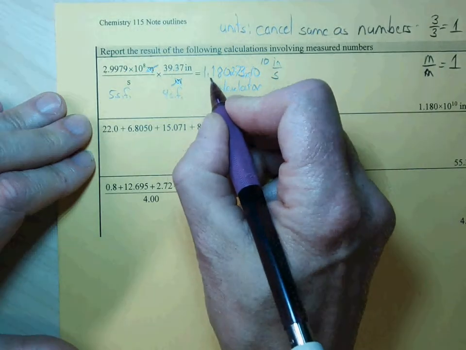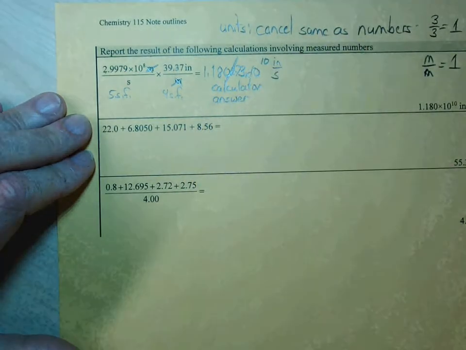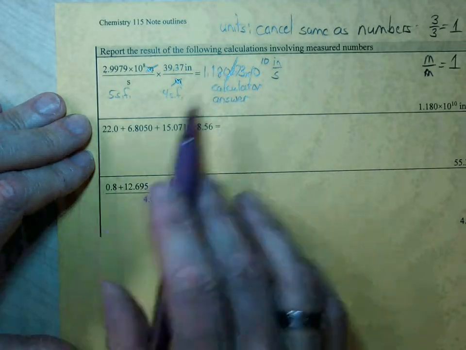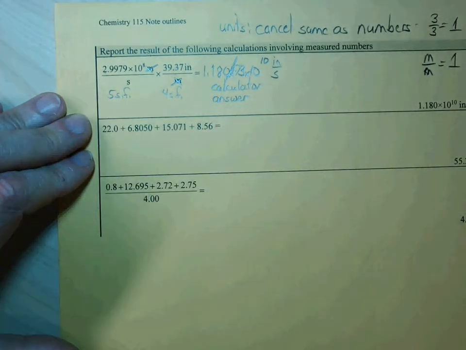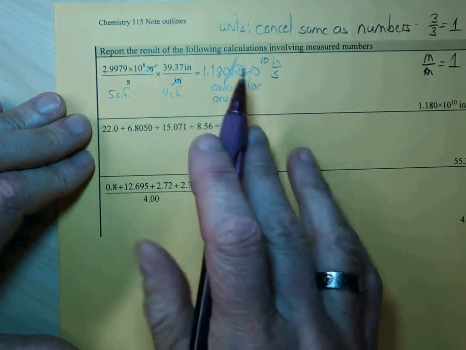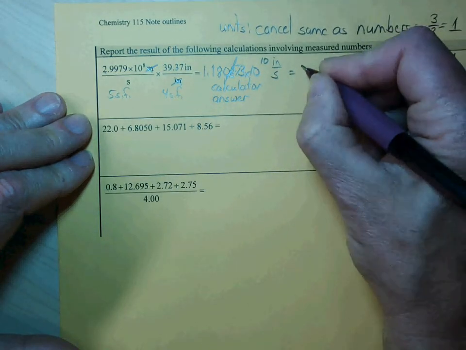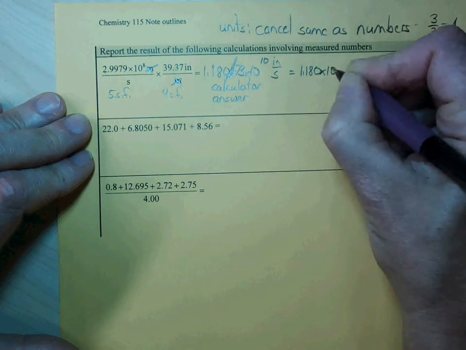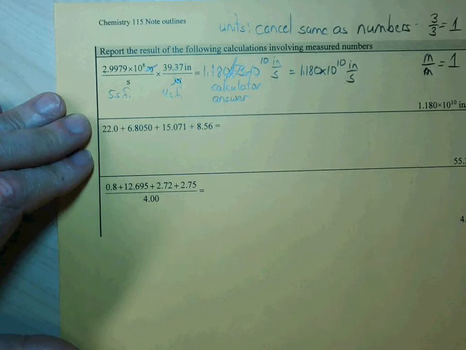So we count 1, 2, 3, 4. I like to draw a slash to remind myself that this is my limit as far as significant figures. I look at the next number. It's a 2, that's less than 5, so I just drop all of those numbers and rewrite my answer: 1.180 times 10 to the 10th, and my units are inches per second.